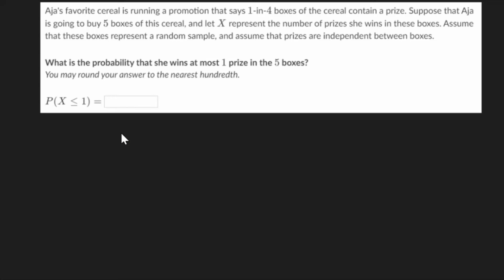We're going to be solving this problem by hand and also by using Python. Okay, so it's given to us that this is a binomial setting. Let's read the problem and see how we're going to go about it.